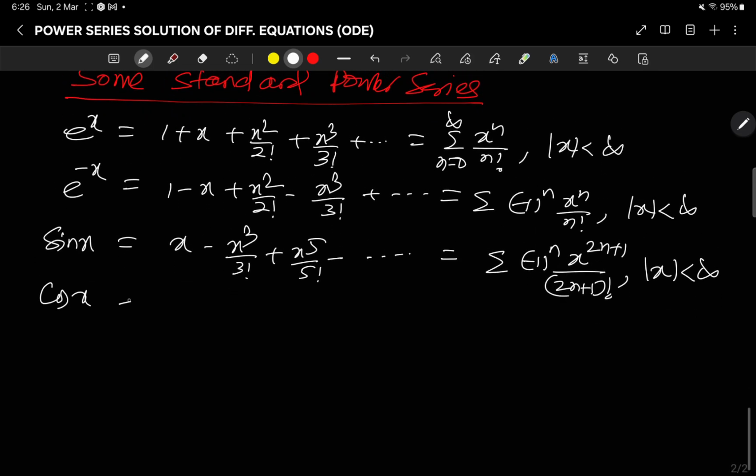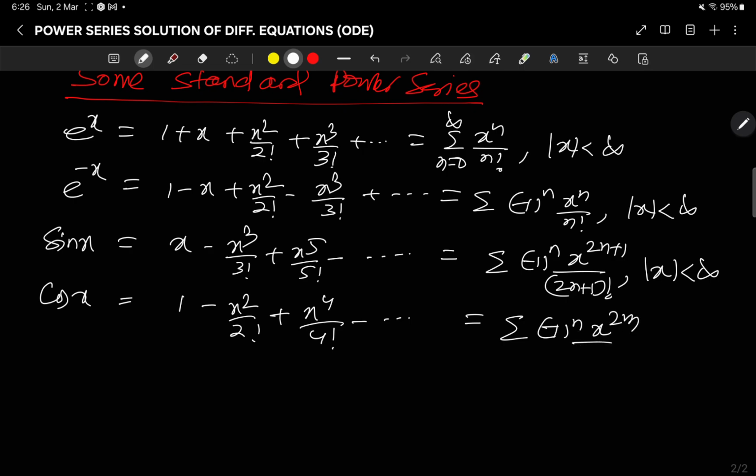Similarly, your cos x is 1 minus x square by factorial 2 plus x fourth by factorial 4 minus, and so on. In general, it is summation of minus 1 to the power n x to the power 2n by factorial 2n, with mod x less than infinity.